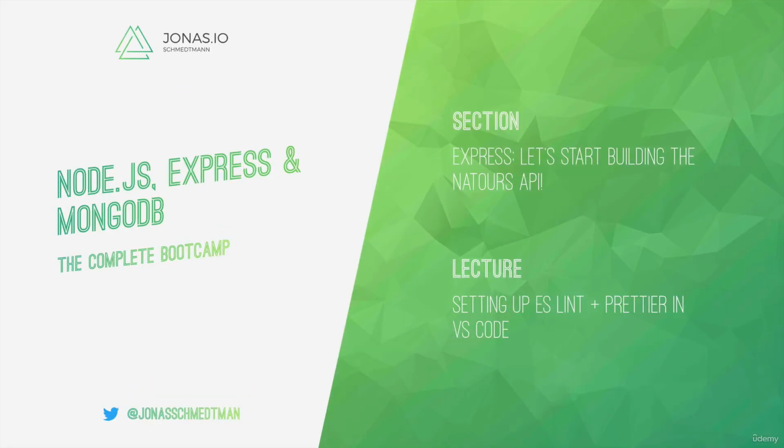Before moving on to the next section and MongoDB, I want to show you how to set up ESLint together with Prettier in VS Code in order to improve our code quality. Now, if you're not using VS Code, or if you already have some kind of linter in your workflow, then please mark this lecture as completed and move on right to the next section. But if you're new to ESLint and want to improve your code quality, then let's get started with this video.